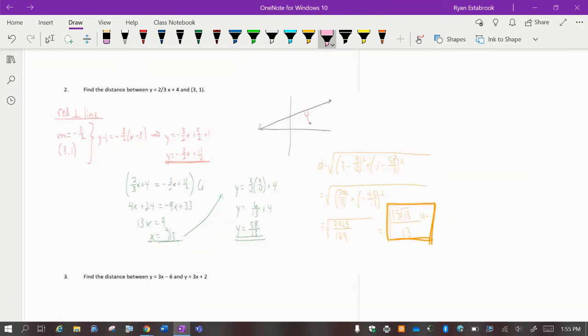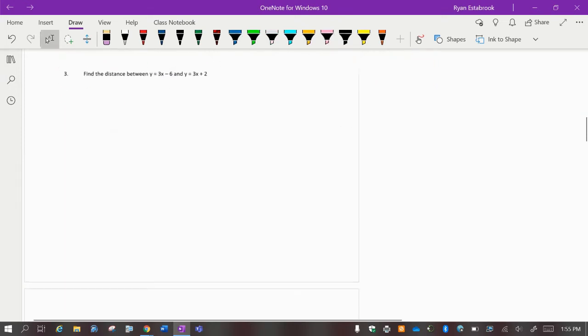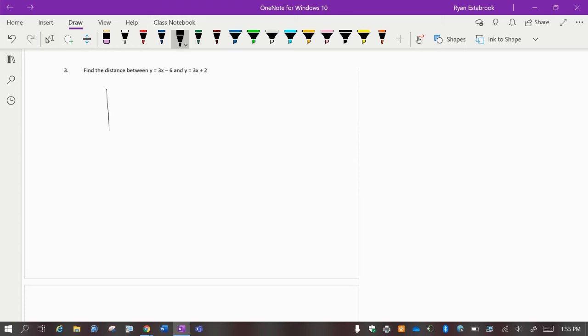Here's another example of finding the distance between a point and a line, and all these calculations are worked out. You can follow this work just like the last one. Another type of problem we're going to see is to find the distance between two parallel lines. And I'm going to make a quick sketch of this.